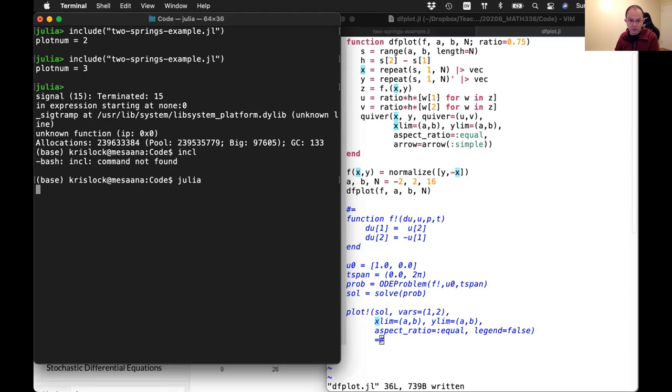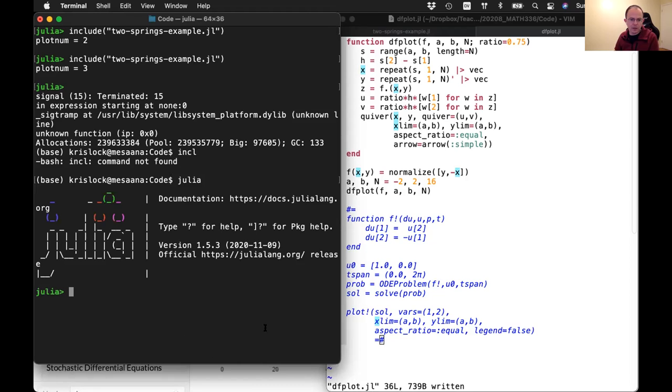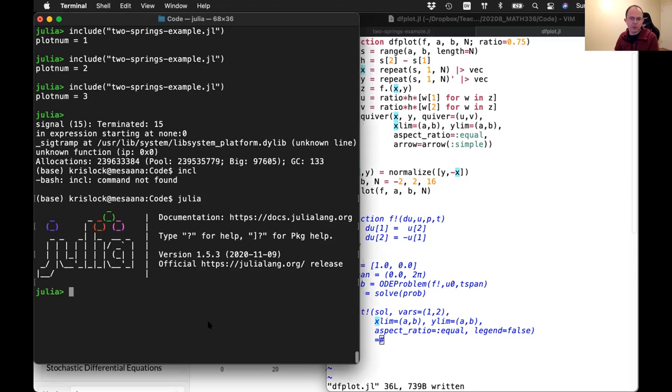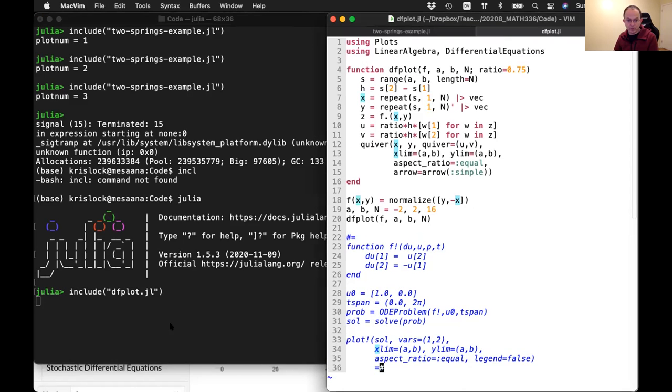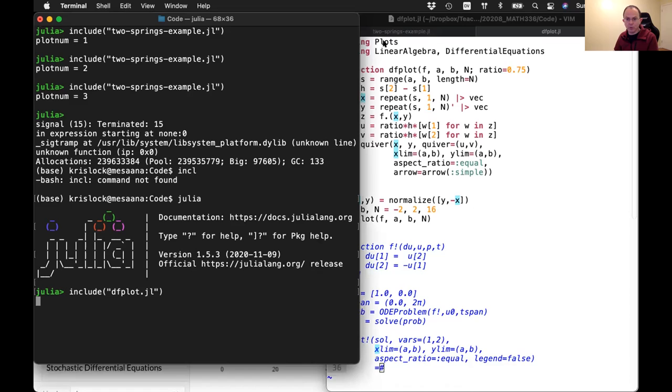Okay, let's launch Julia again. It looks a little funny because the window is so small. There we go. So launch Julia, and now we're going to include this df plot package. This is going to take a little bit of time when we're loading the plots and differential equations package, so I'm going to pause the recording.